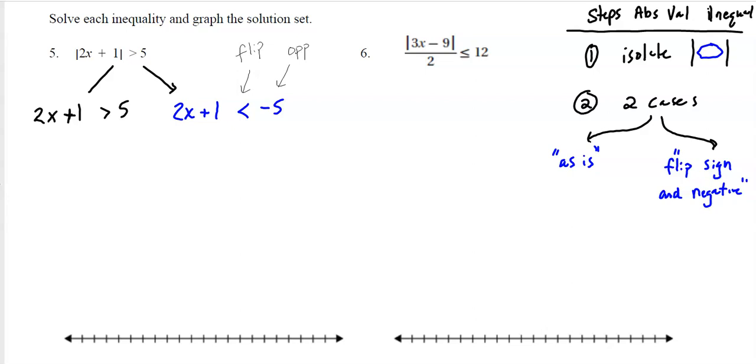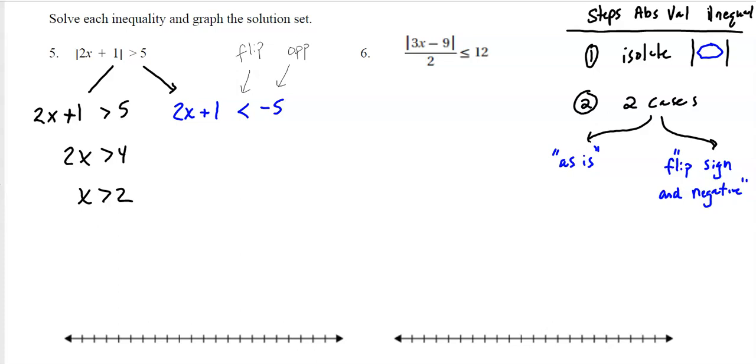Kind of hurts your brain if you try to think through why do I got to flip it? Why do I got to do the opposite? It kind of goes back to up above, but just try to memorize a rule. It's the way I've always done it. So minus 1 from both sides, you get 2x is greater than 4. So x has to be greater than 2.